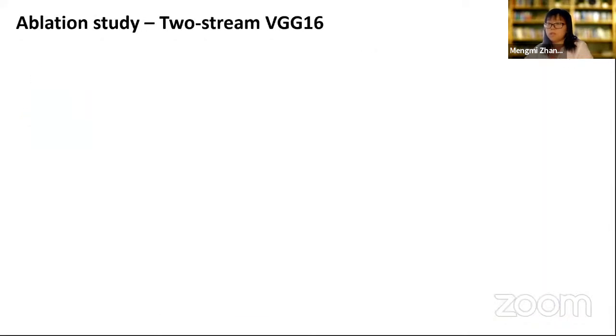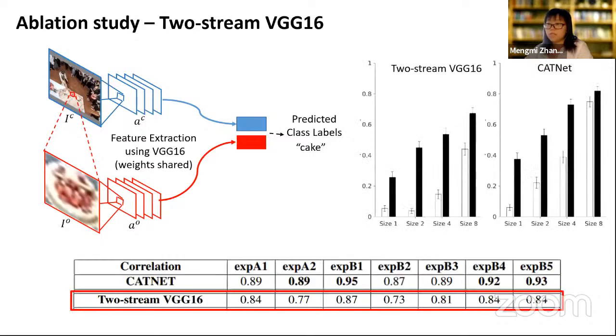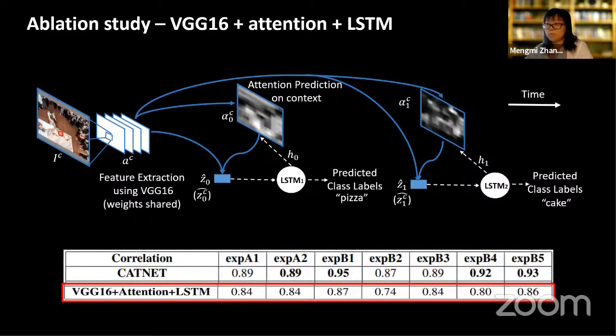Moreover, we also showed additional improvements in performance if we first process the context and object streams separately and then later merge these two streams for classification. Compared with the one-stream case, we achieved a large performance boost in recognition, as well as higher correlation values. In the last ablation study, we integrated both attention and LSTM modules, but with only one stream. Here we are seeing a large improvement in the correlation values, although they are still slightly lower than CRTNet.